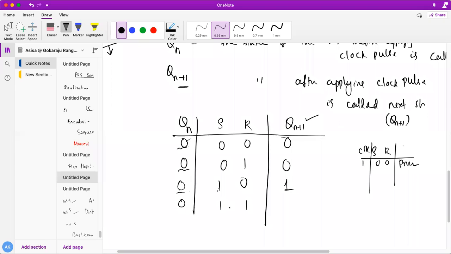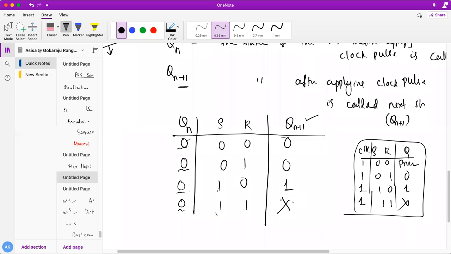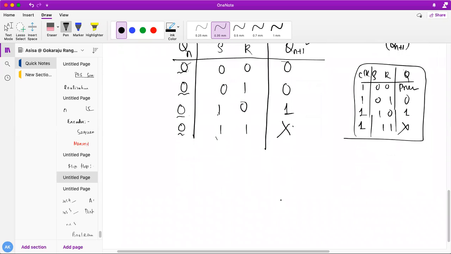Next, 1 1. What will it do? Whatever my previous value, it will not consider. If it is 1 1, it should be invalid. As we know, for 0 1, Q is 0. For 1 0, Q is 1. If it is 1 1, Q is don't care. Okay, invalid. That's why we got don't care here. Do you all understand now?